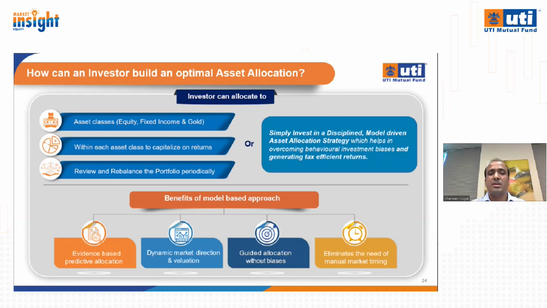because rather than having any personal biases, the model will guide us on asset allocation depending upon the relative valuations of different asset classes. And we have seen that having a dynamic asset allocation could help you generate a much better outcome as compared to a static allocation. So investors have 2 choices to make.